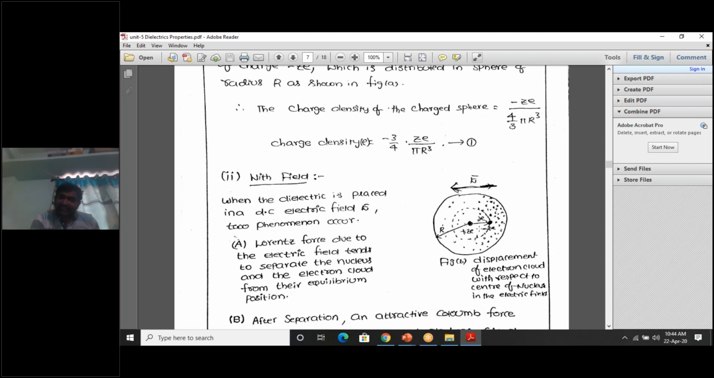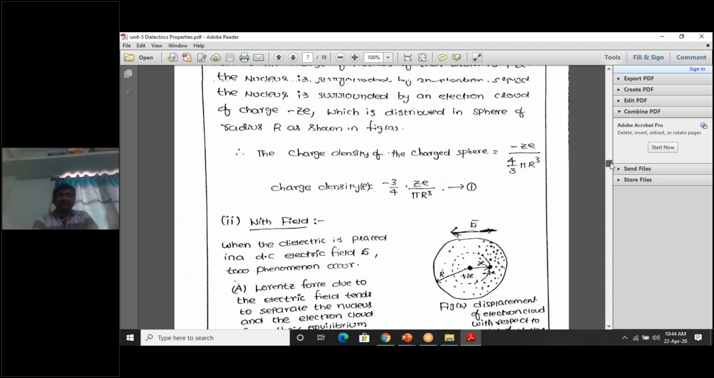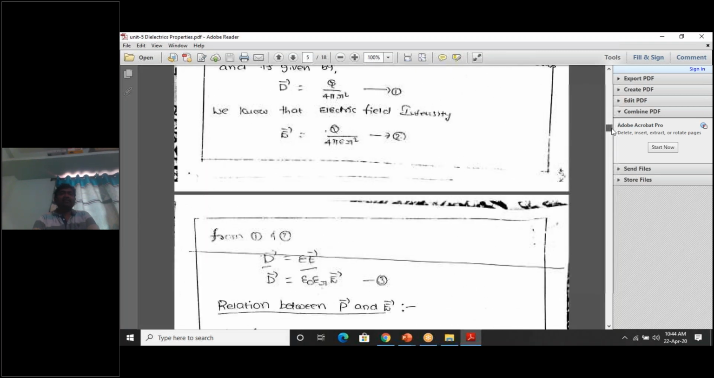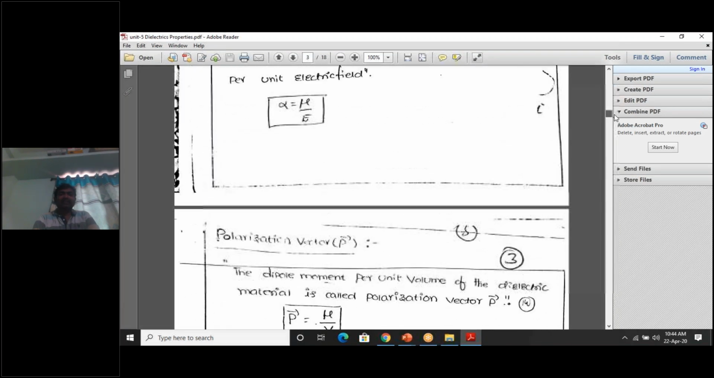Here, due to the application of an electric field, the center of positive charge got separated from the center of negative charge, and the electric dipole is formed. This procedure is called polarization in dielectrics. This is called what? Polarization in dielectrics. This is very important.